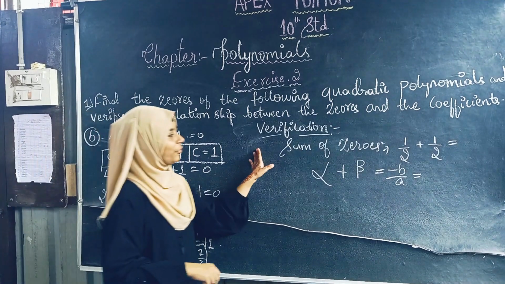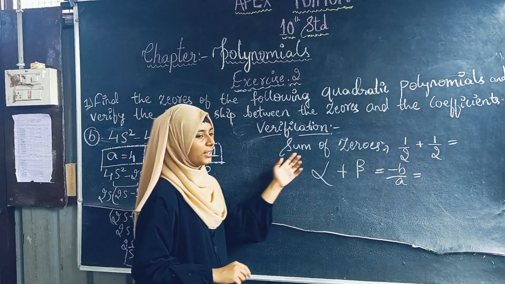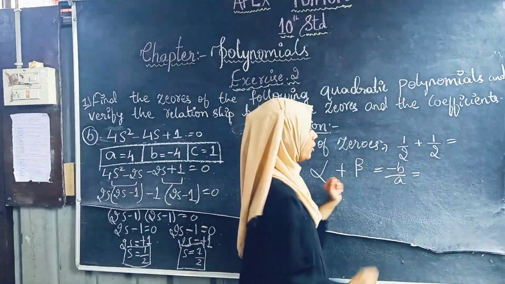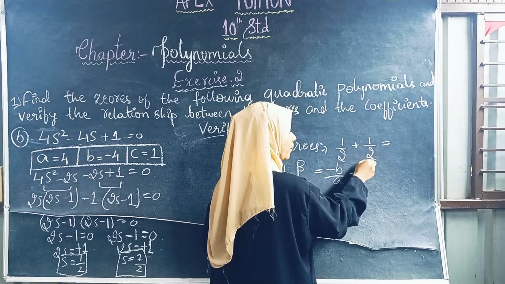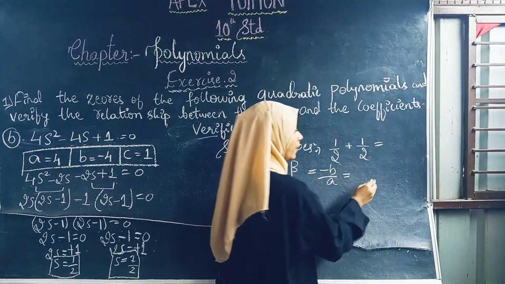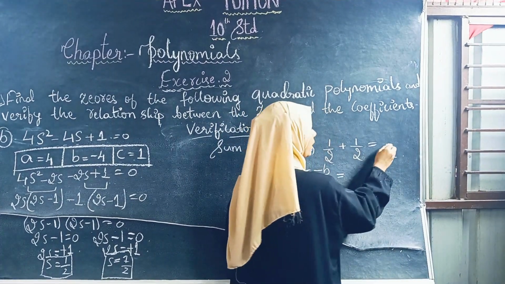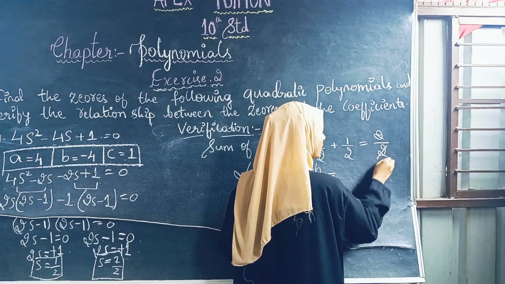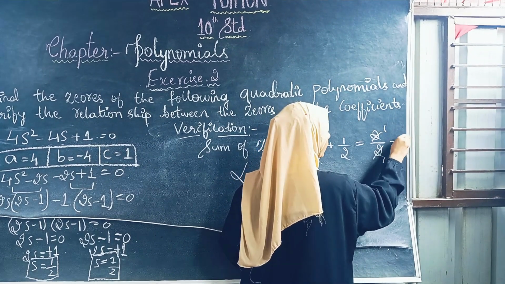Let us move to the verification. Now we have to find the sum of zeros. The sum of zeros is 1 by 2 plus 1 by 2. Here denominators are same, so we write it as it is. 1 plus 1 is 2. Here 2 ones are 2, and we will get the answer 1.